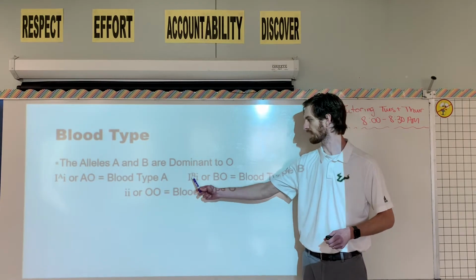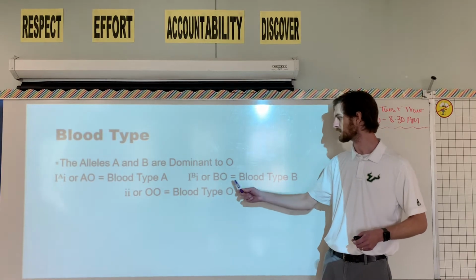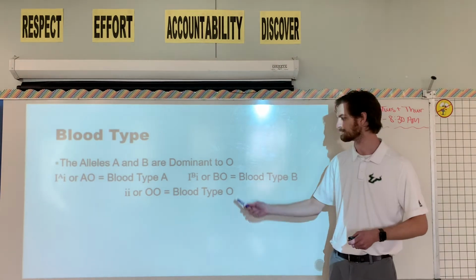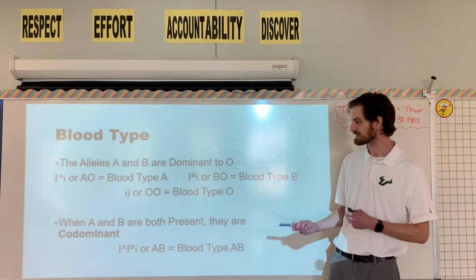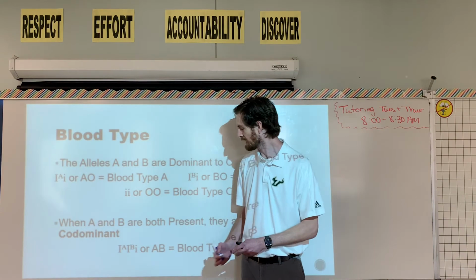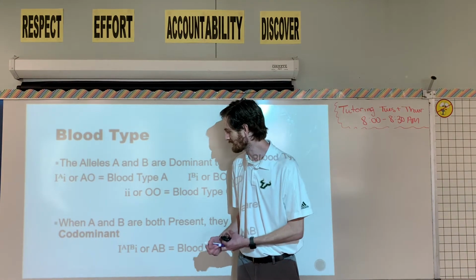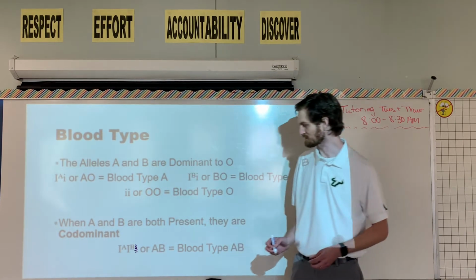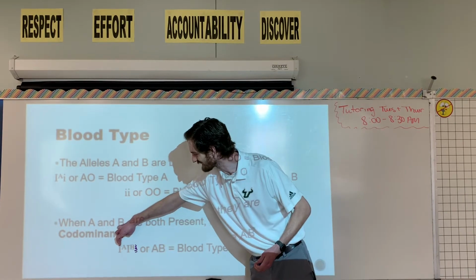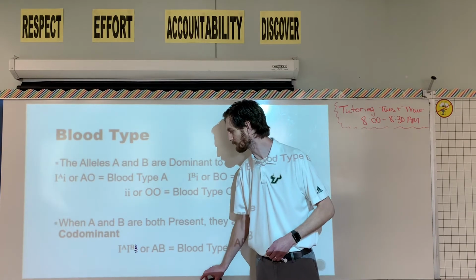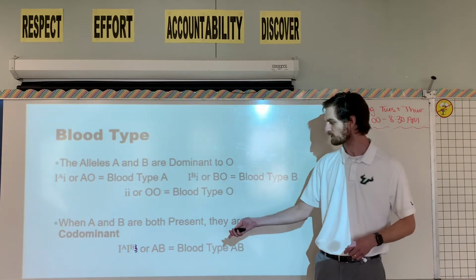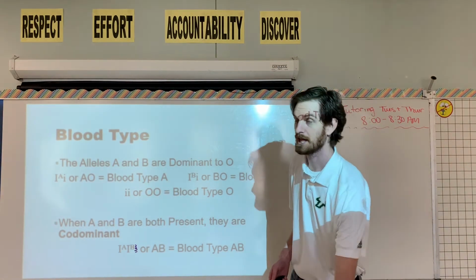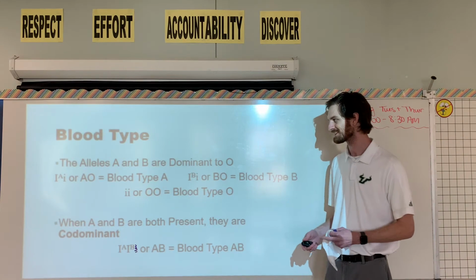Same thing over here with I^B or BO, either one gives you blood type B, and then OO or little ii would be your blood type O. Now, when you get A and B together, that would be a codominant situation. So in there, you would have a capital A with a capital B, right? I had a little mistake there. Here, representing that they're both dominant, or you could just simply write them as allele A and allele B, representing phenotype blood type AB.